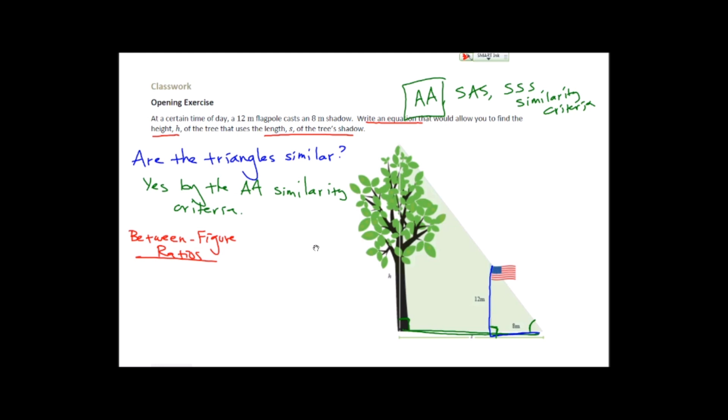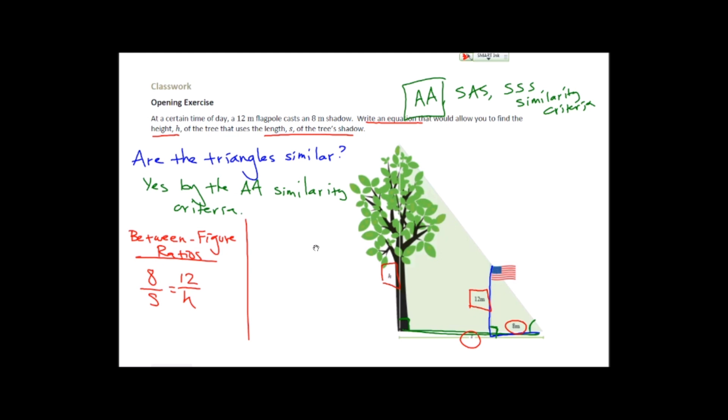So between figure ratios is where you would compare 8 meters and the length s. Now, this is a small triangle to big triangle ratio, and that would be equal to 12 to h, because those are also corresponding sides, and they're also small triangle to big triangle equals small triangle to big triangle. Okay, that's one proportion we could set up to answer the question.